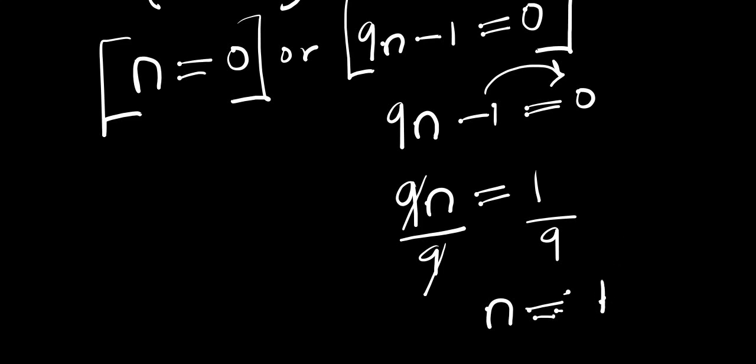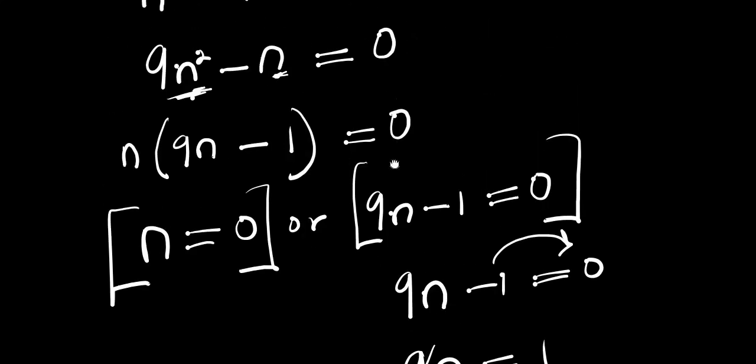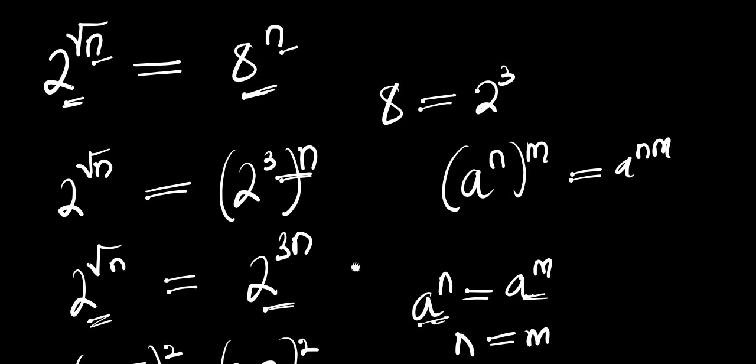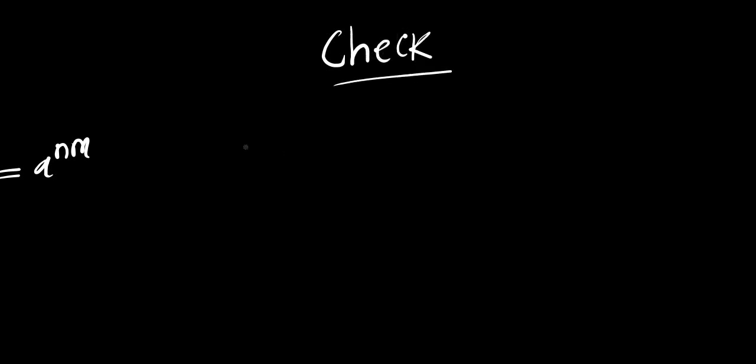So we have 1 over 9. This becomes another solution. So we have 2 different solutions. We have n equals 0 and n equals 1 over 9. Now, that is not all. The next thing we are going to do is to test if these 2 values will truly satisfy the equation. We have n equals 0, and we also have n equals 1 over 9.